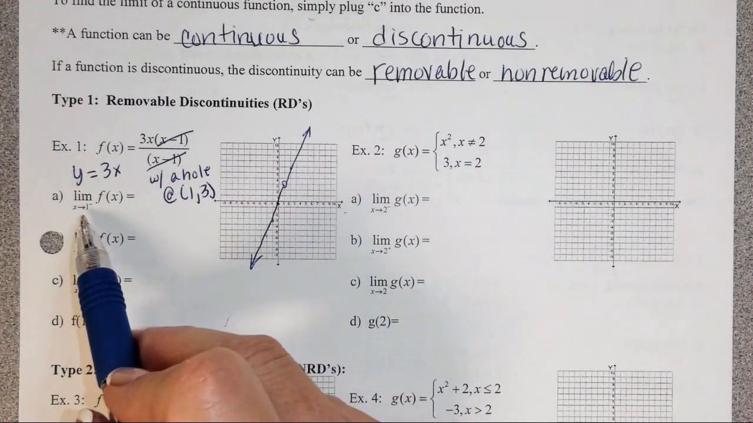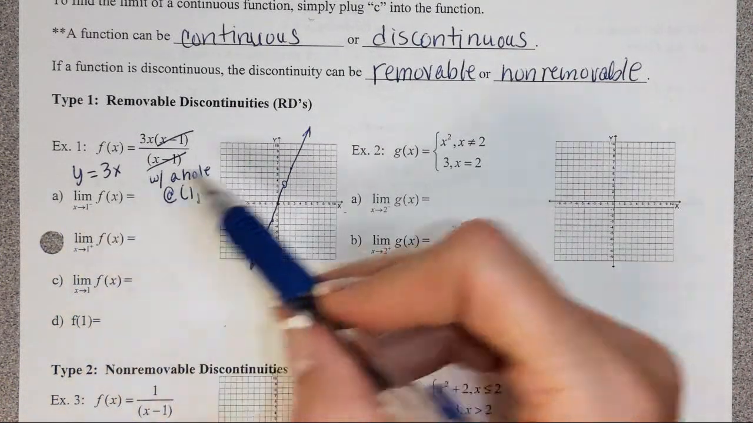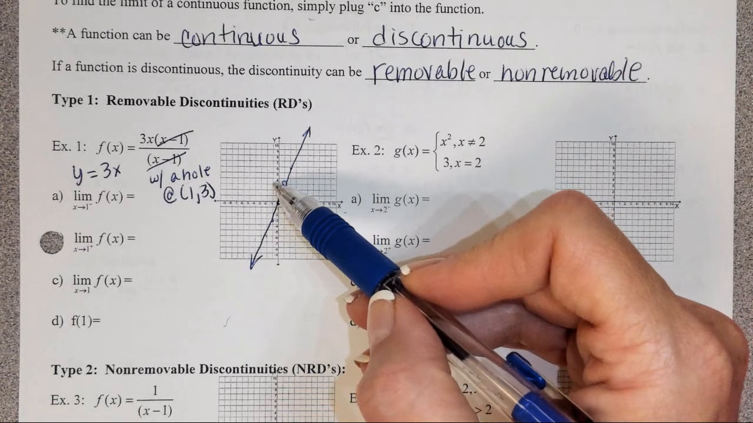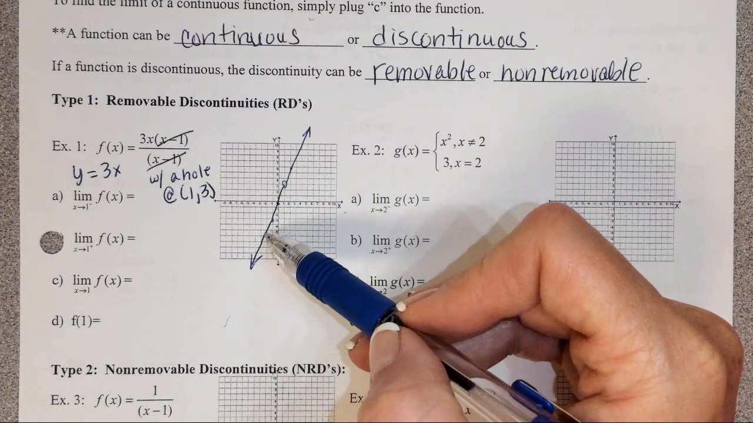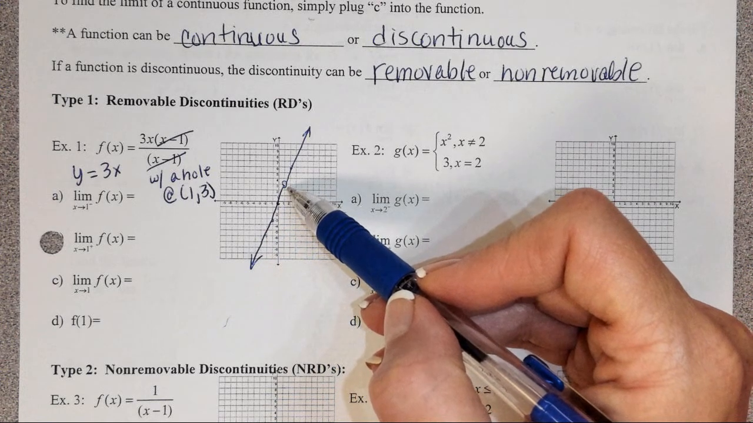Now, this notation right here, this is saying the limit as we approach 1 from the left-hand side, from the negative side. So as we get closer and closer to an x value of 1 from that negative side, what's the y value we're approaching?